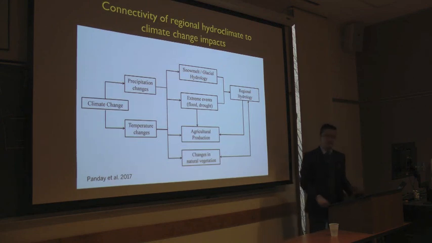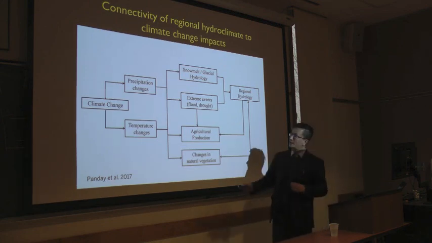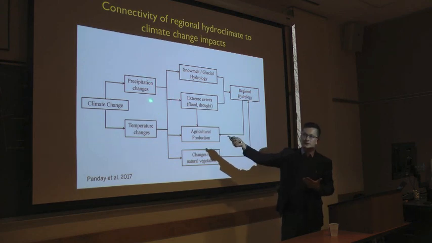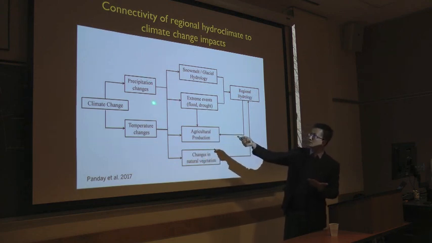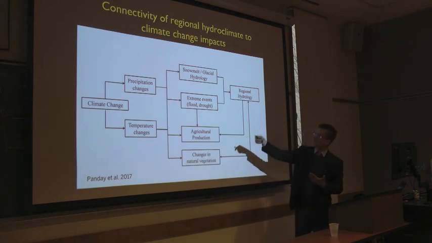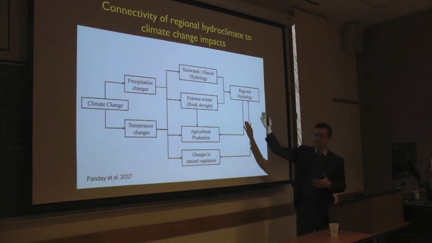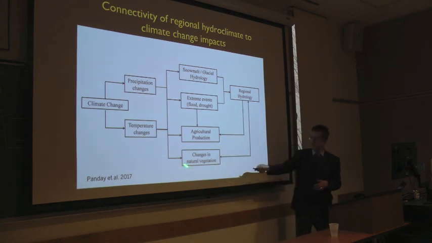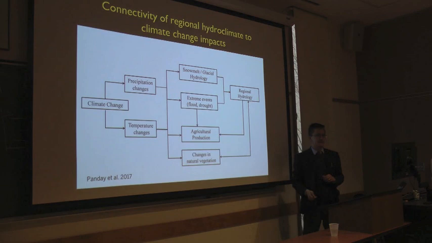So again, this is to highlight the temperature changes and the precipitation changes, and how that is connected to the regional hydroclimate through agricultural production, extreme climate events, snowmelt, glacial hydrology, and also changes in natural vegetation, which I haven't really touched on today.